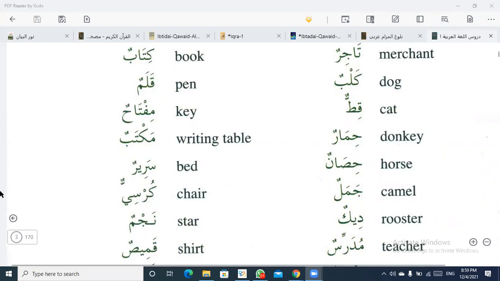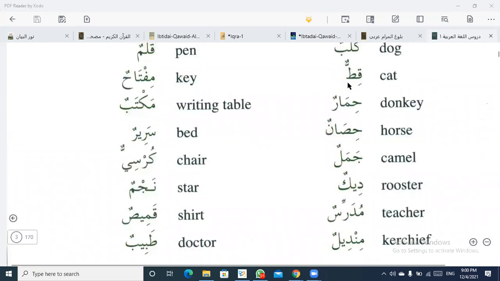Star, najim. Shirt, kameez. Merchant, tajir, tajirun. Dog, kalb, kalbun. Cat. Kitten. Next sister.